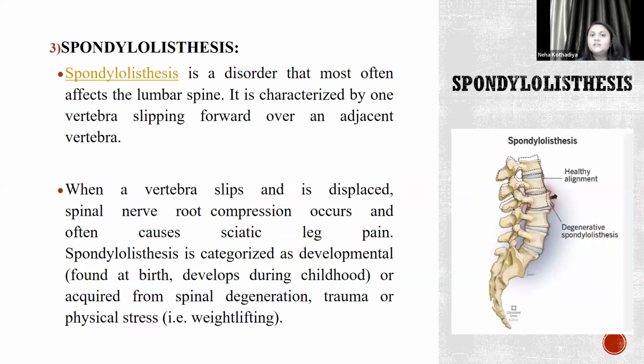Spondylolisthesis is a disorder that may often affect the lumbar spine. It is characterized by one of the vertebrae slipping forward over the adjacent vertebra. Whenever a vertebra slips and is displaced, spinal nerve root compression occurs and often causes sciatica leg pain. Spondylolisthesis is categorized as a developmental or acquired form of spinal degeneration, trauma, or physical stress.